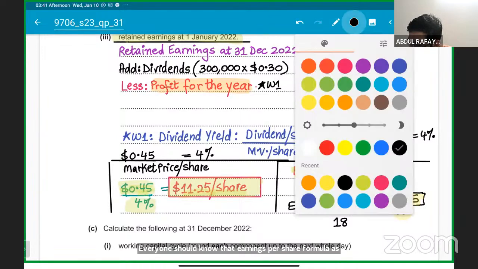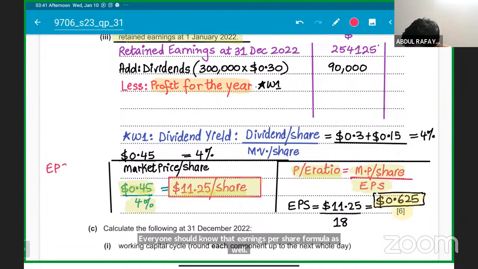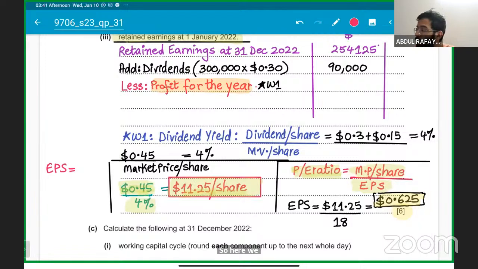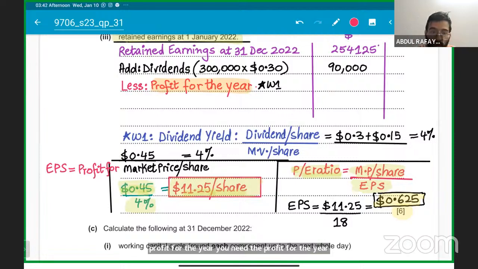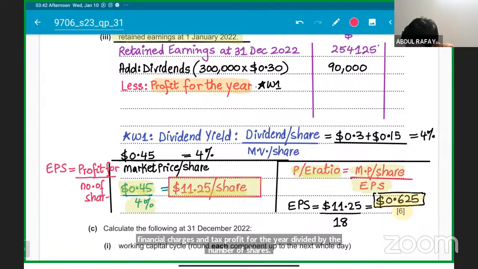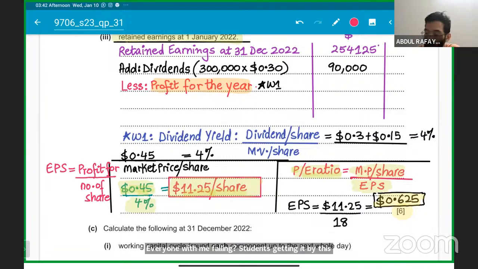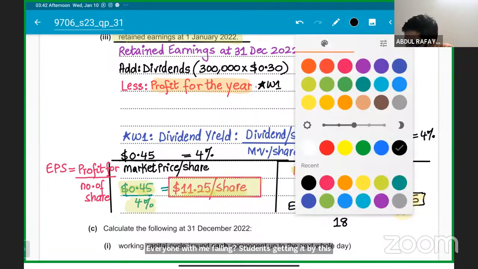So here we go. We have talked about it. The earnings per share formula is that you take the profit for the year. Profit after tax, everything. EPS is basically profit for the year, profit after tax, you can say profit after everything is subtracted, financial charges and tax. Profit for the year divided by the number of shares. By this way, you can easily find the profit for the year so that it will be simple.